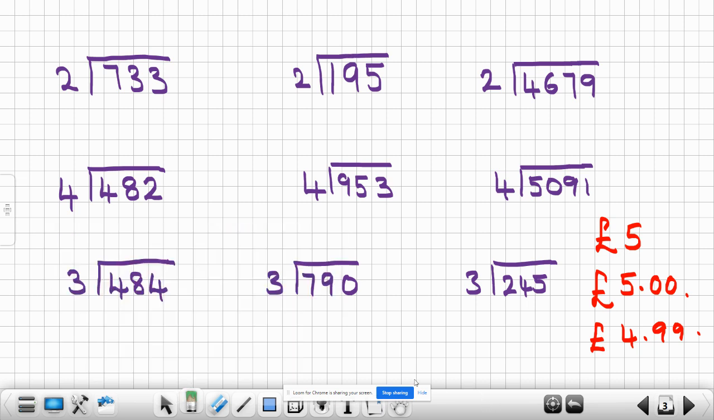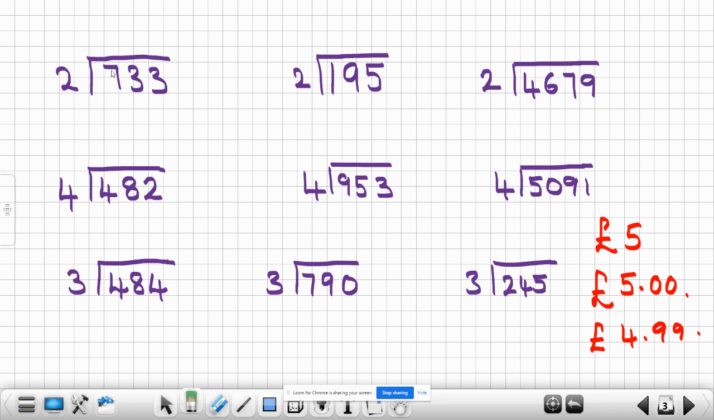I'm going to change colour. So in this, let's start by saying what the sum is. 733 divided by 2. And in your minds, you should already be thinking that's not an even number. It doesn't end in 0, 2, 4, 6, 8. So 2 is not going to go exactly into it. So let's see what we do.